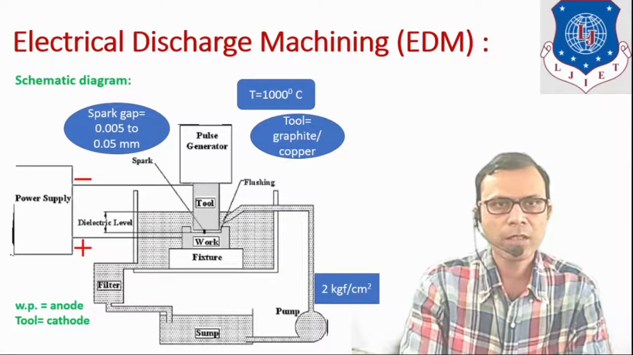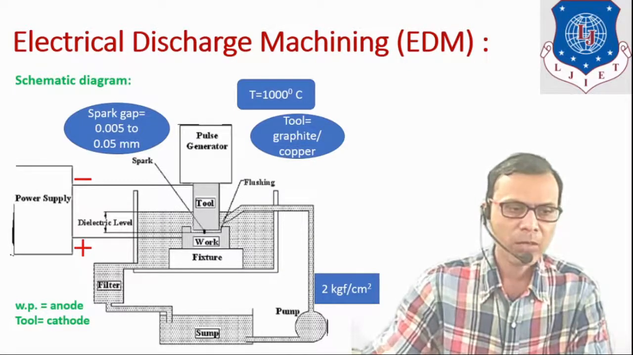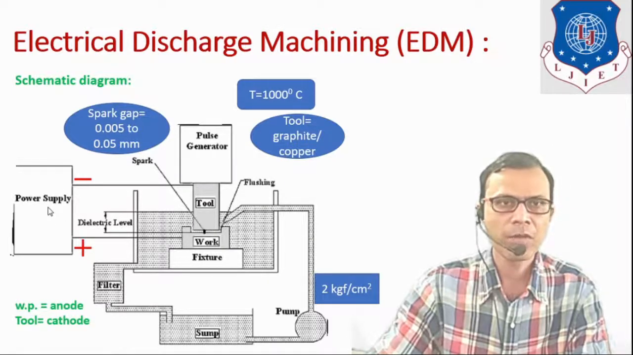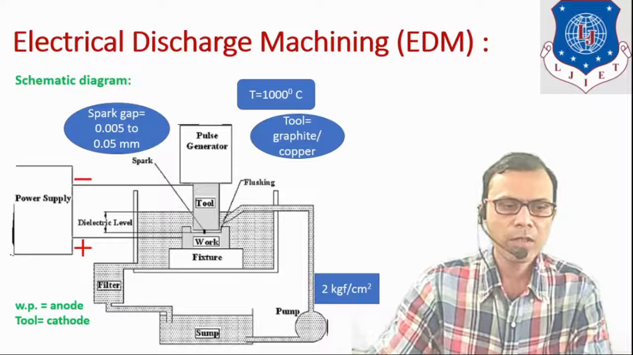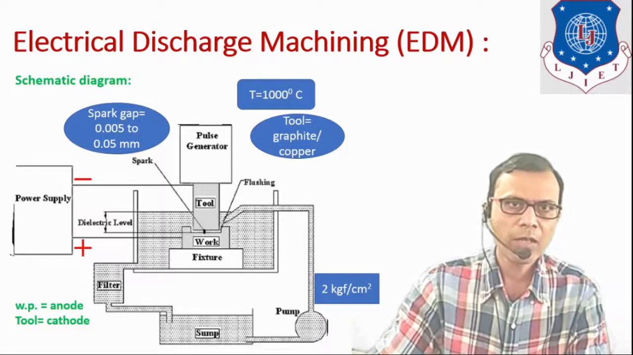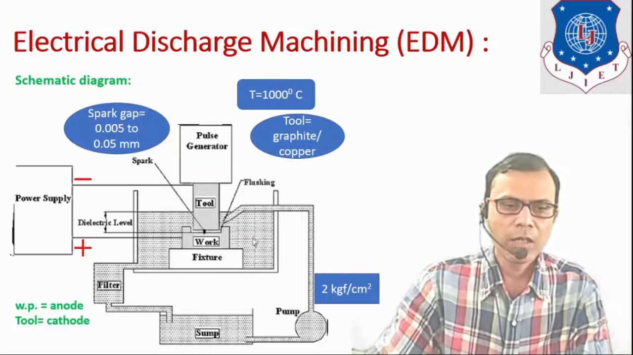Now let's see the procedure. Here we can see it is a DC power supply. The negative terminal is connected with the cutting tool and the positive supply is given to the workpiece. So the workpiece becomes the anode and the cutting tool becomes the cathode. So it is an arrangement of what is anode and what is cathode.